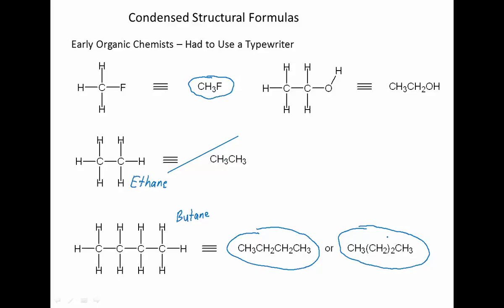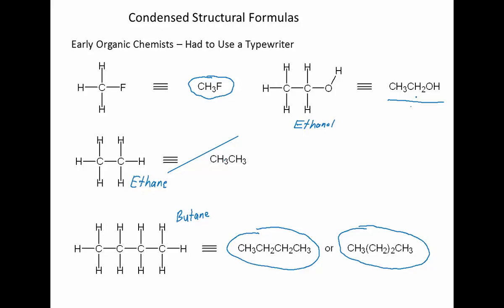Okay, and this top one, this is ethanol. As a condensed structural formula, we just write it this way, CH3CH2OH. The oxygen is just a continual part of the string.